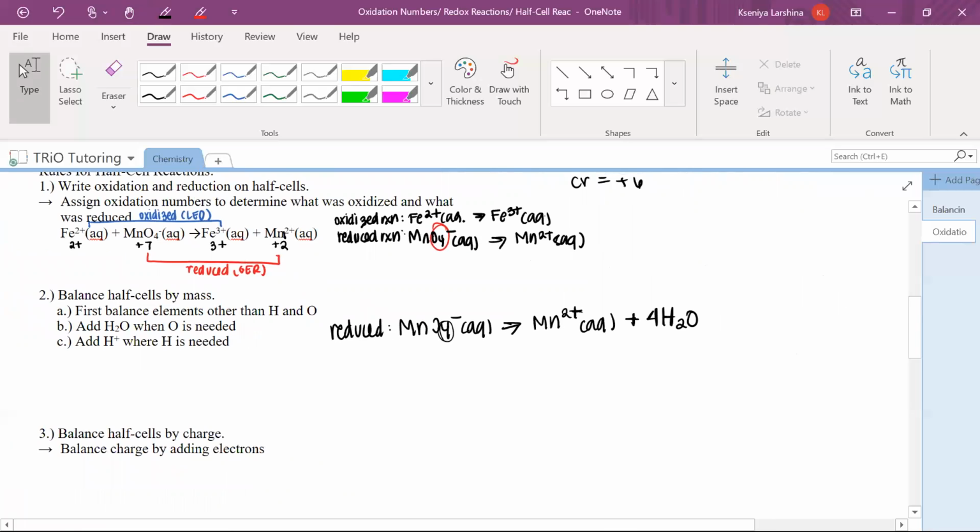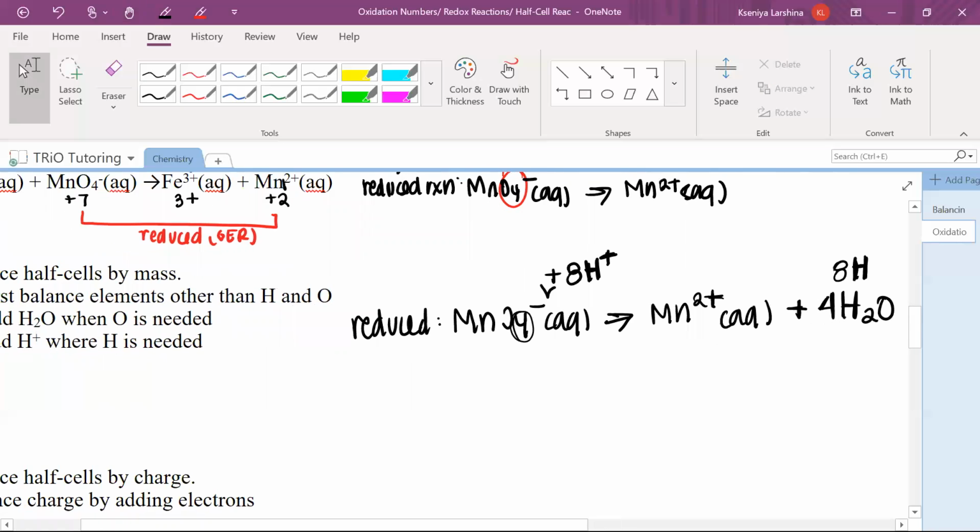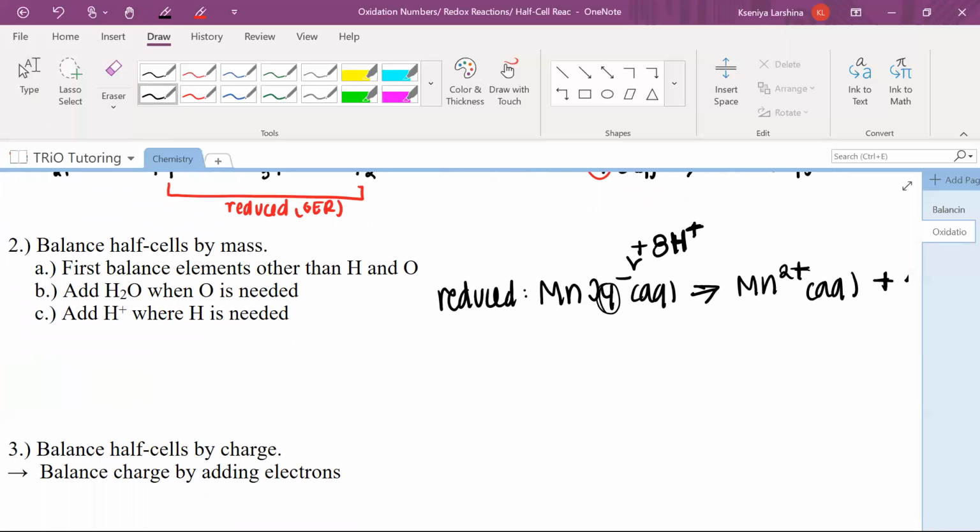Then you add H plus where H is needed. Now that we've balanced out our oxygens, we have 4 times 2, meaning 8 oxygens, so 8 hydrogens we need. So we have 8 hydrogens on our product side. We need to add another 8 hydrogens on this side. So that would be the H plus, which would be protons in this case. So I'll rewrite this equation.